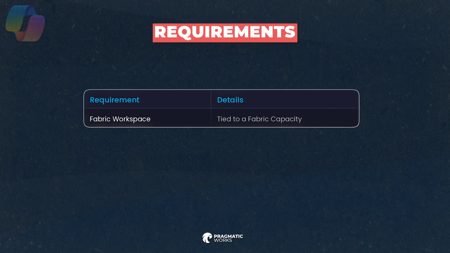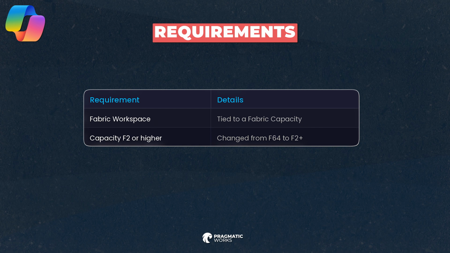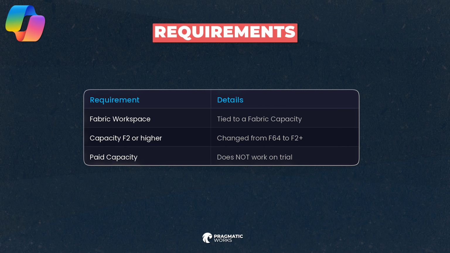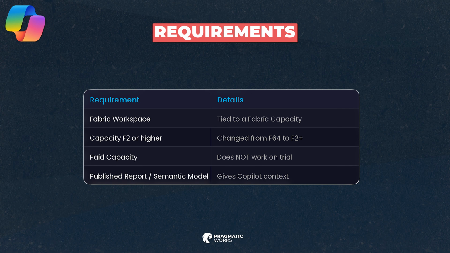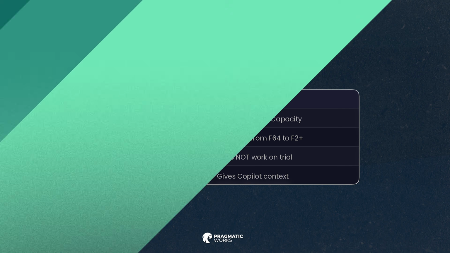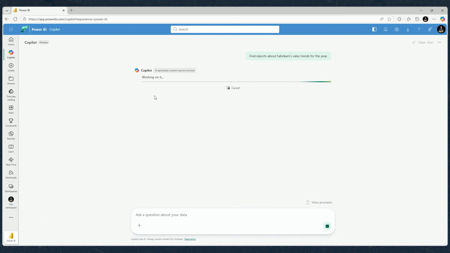To get the full experience, you'll need a Fabric workspace tied to a Fabric capacity. Now that's F2 or higher and is not a trial. You might find some documentation that says F64 or higher. That has changed. It is now F2 or higher, paid capacity. And you would need a published report or semantic model. This gives Copilot the context it needs to answer questions accurately and for you to explore your data.